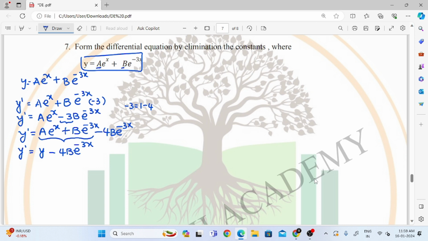Take the derivative one more time. So y dash is equal to y minus 4b e raised to minus 3x. If we take the derivative one more time, we get y double dash is equal to the derivative of y, that is y dash, minus 4b as it is, and the derivative of e raised to minus 3x.